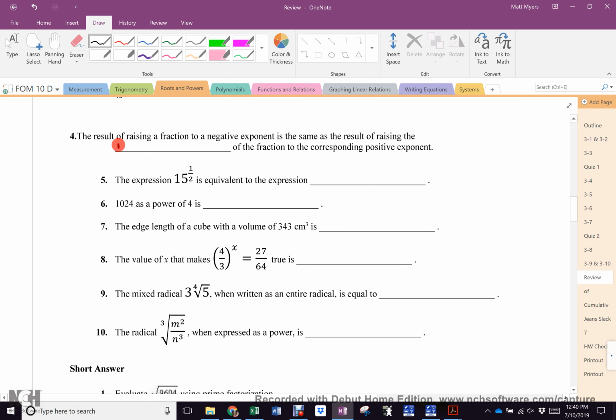The proper word for number 4 is reciprocal. But I bet somebody wrote the flip. I bet somebody wrote the opposite, which is wrong because opposite is plus or minus, not flipping a fraction.